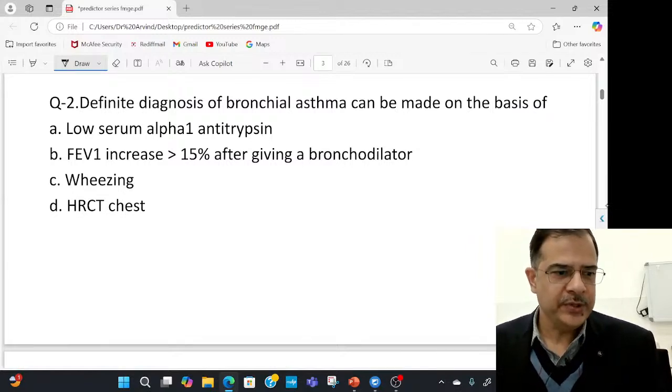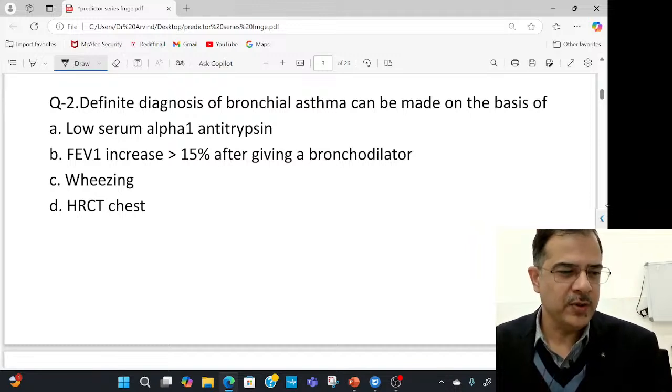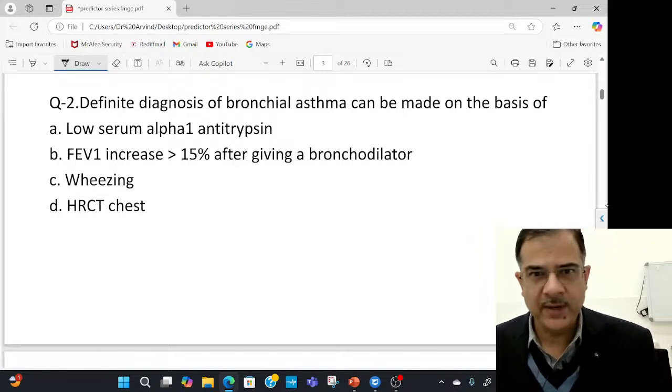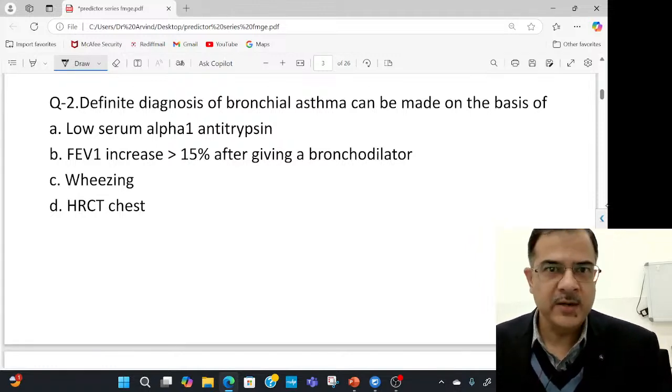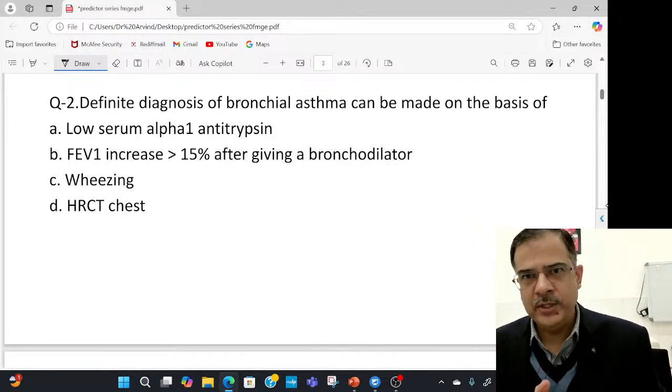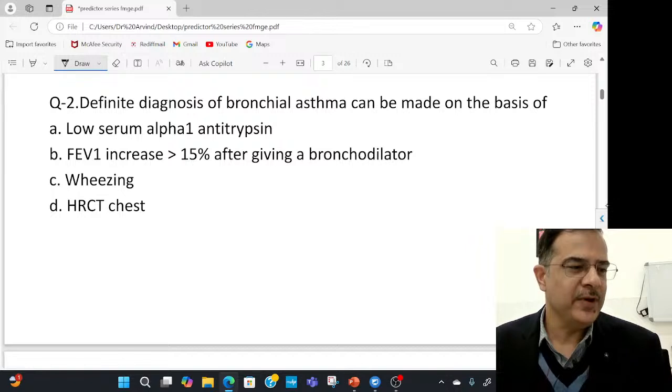Question number two is on obstructive airway disease. Definitive diagnosis of bronchial asthma can be made on the basis of. Also, if the patient is post RTA, road traffic accident, within 24 hours, then it will be a fat embolism, and for fat embolism, the treatment is conservative.